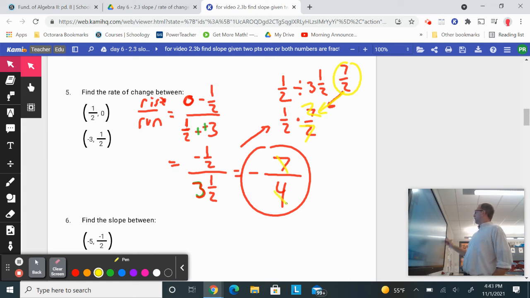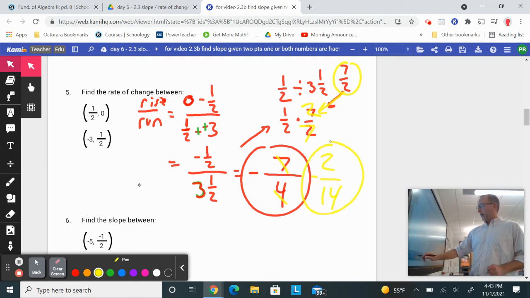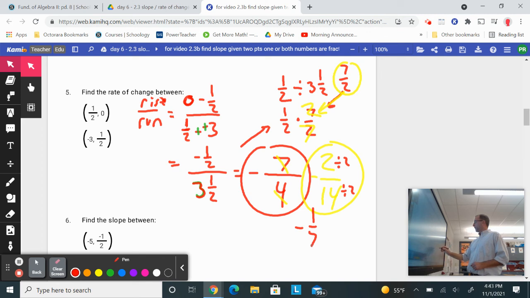So I should have had a 2 here and a 7 here. And when I multiply 1 times 2, I get 2. 2 times 7 is 14. I should get negative 2/14. Now, negative 2/14 can be simplified. You can divide by 2 here, divide by 2 here, and I should get negative 1/7. So I'm glad I caught that.